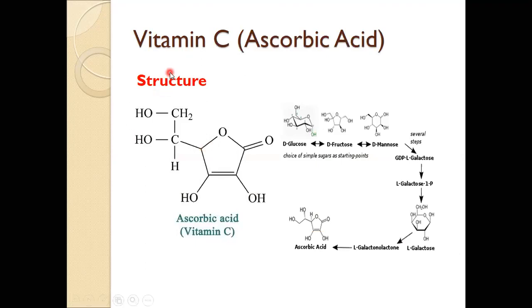Ascorbic acid or vitamin C. Vitamin C actually is formed from glucose. So by oxidation of glucose and multiple steps, we can convert glucose to ascorbic acid. But this does not take place in the human body. It takes place in some animals. So as human, we need to take the active form of vitamin C ready in food.